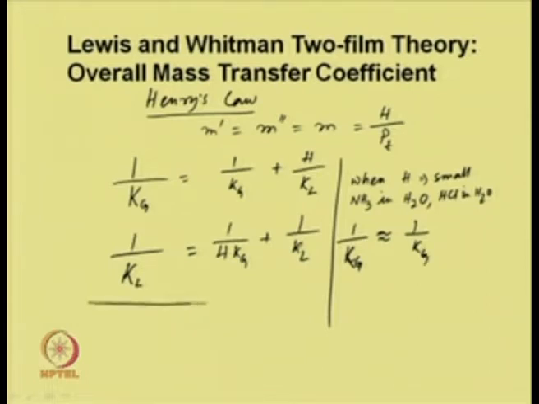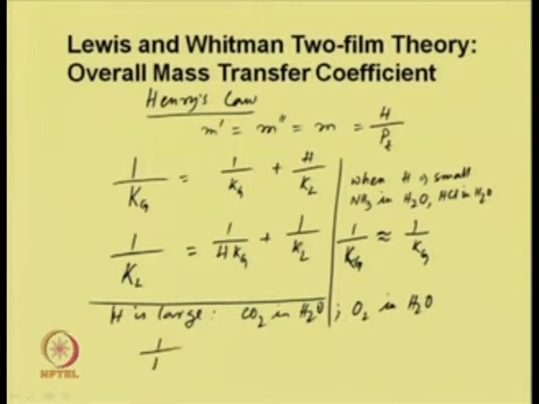And similarly, when H is large, as in the case of CO2 in water, it forms carbonic acid, or oxygen dissolution in water, the H is large. So, from this we can write 1 by capital K_L is approximately equal to 1 by small k_L.